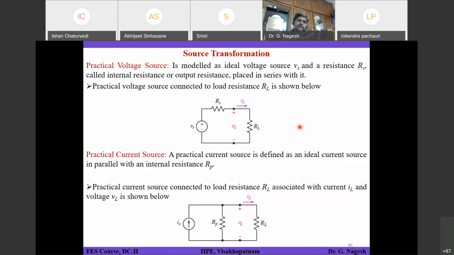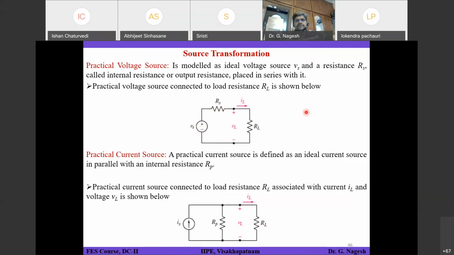That is what is going to happen in a practical circuit. So if you model it, if you consider it in the form of a circuit, you have to bring some resistance into your network. That is called the internal resistance of this voltage source. All practical voltage sources will have an internal resistance which is denoted as RS in the circuit.